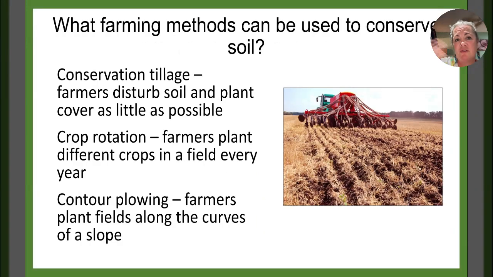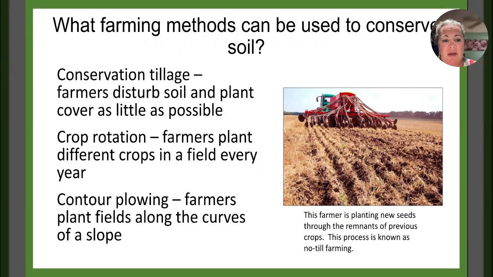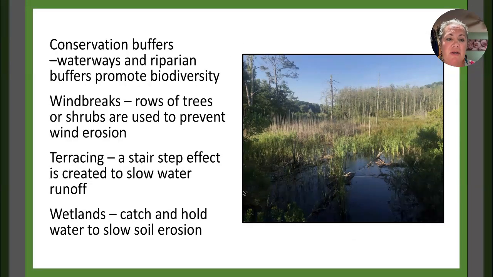Farming methods that can be used to conserve soil: conservation tillage, crop rotation, contour plowing. And you have spots in your notes for all of these to have some explanations. You can see this is an example right here known as no-till farming, that it's just less till farming, but it doesn't strip away the plants. It leaves those plants there to feed the next generation of plants.